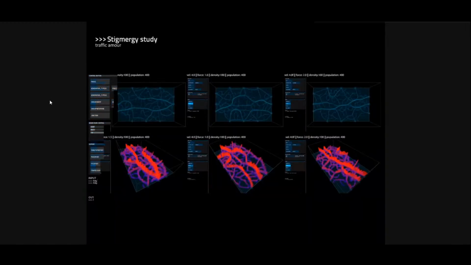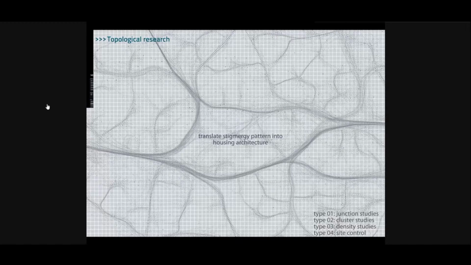So we use a procedural modeling technique in Maya to convert the 2.5D stigmergic trail into a building mass, which followed a few sets of rules: junction studies, clustering, density studies, and site control. The main network path is translated into three-dimensional geometry by analyzing the efficiency of lift movement and deploying a different set of rules in converting to the stigmergy tree.